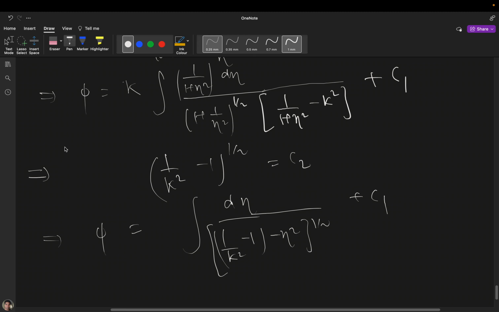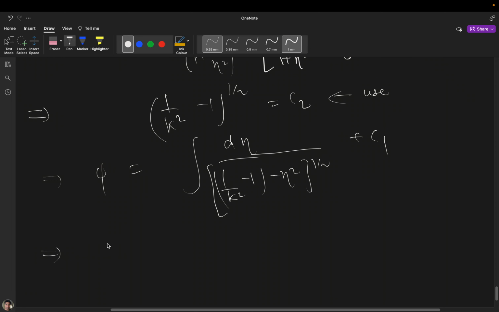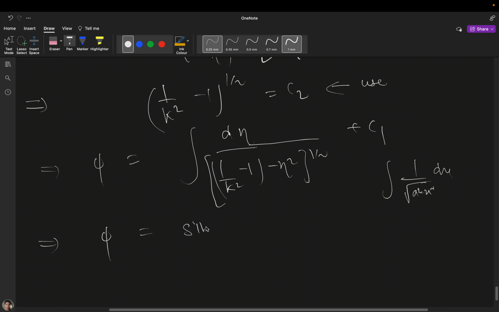Then I will use this as c2. Then it will become phi equal to the integral of, here it is a variable, c2 minus eta square, which means it is an integral of 1 divided by the square root of a square minus x square, dx. So when you substitute c2 here, it will become phi equal to sine inverse of c2 eta, plus c1. This is another constant.